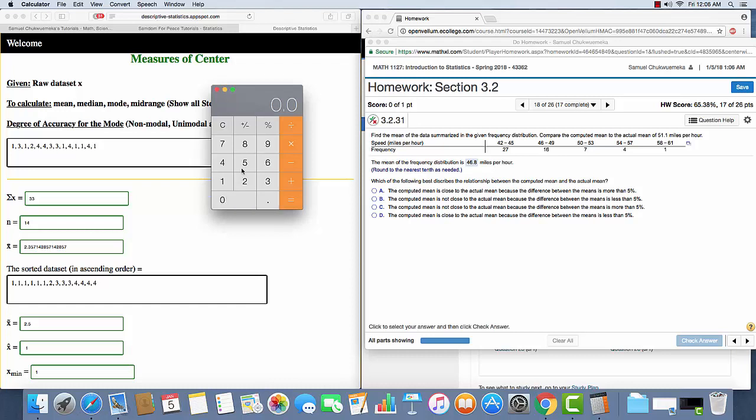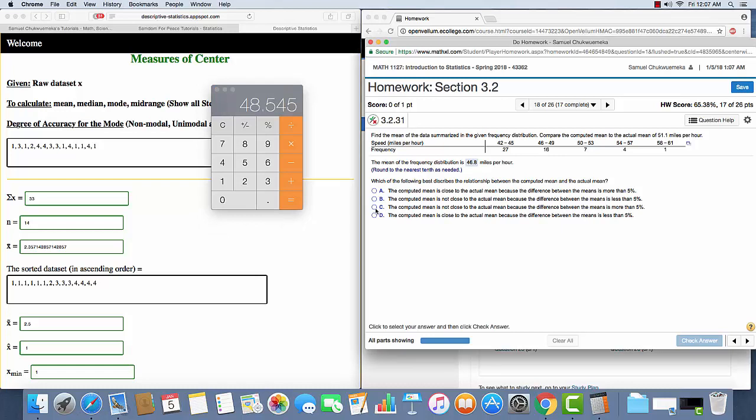Let's find the 5% of this. So 0.05 times 51.1, and then let's subtract it from 51.1. So this is 48.54. It is more than 46.8. So the computed mean is not close to the actual mean, because the difference between the means is more than 5%. Now, if it is less than that, then you can say it's close. But if the difference is more than 5%, then it is not close.